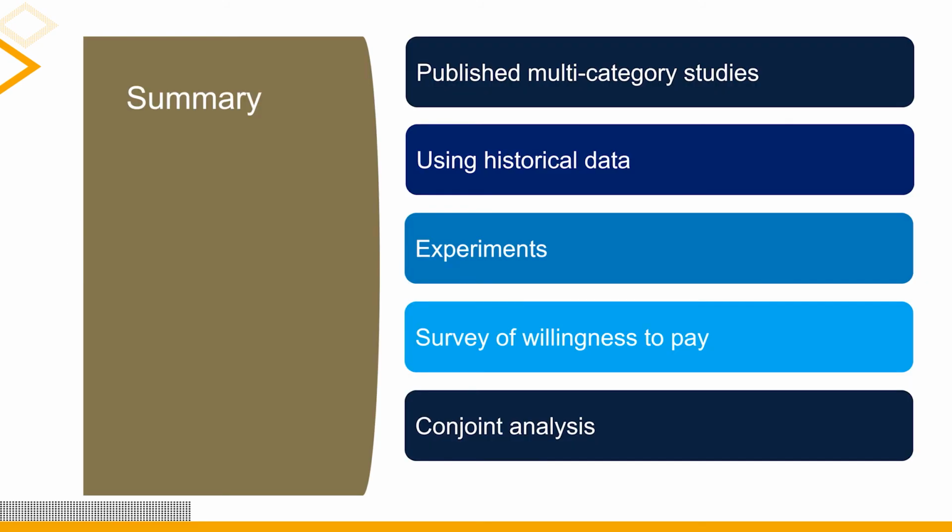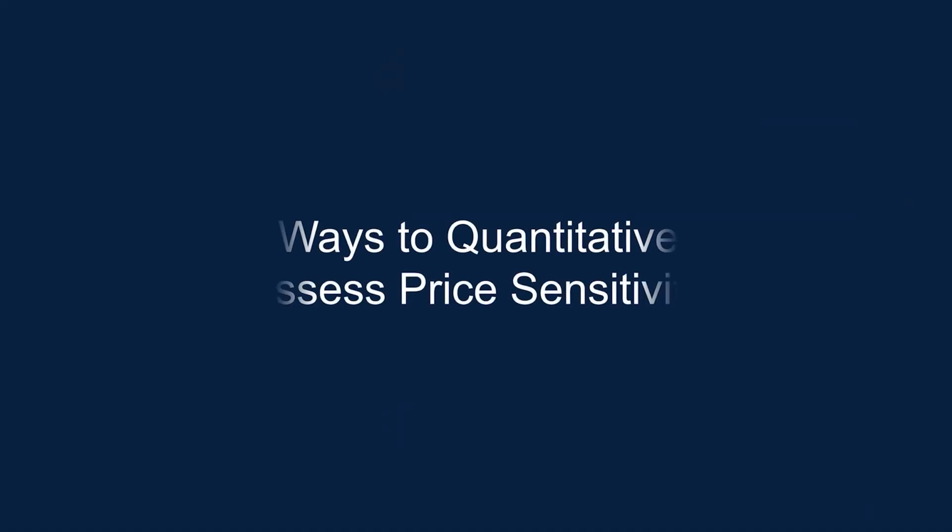In summary, we have examined 5 different approaches to quantitatively assess price sensitivity, 2 that use secondary data and 3 that use primary data. This concludes this video.